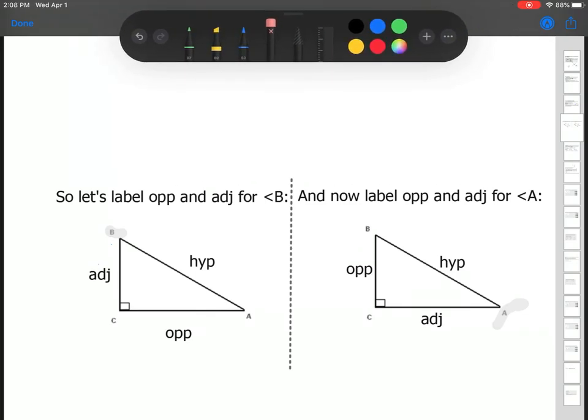So when you have angle B up here, then the hypotenuse is across from the right angle, as always.